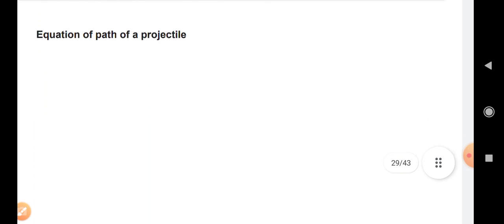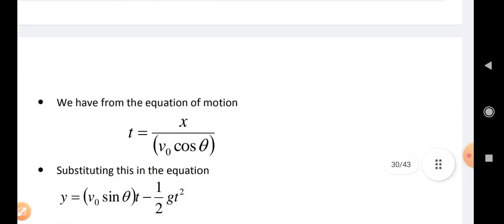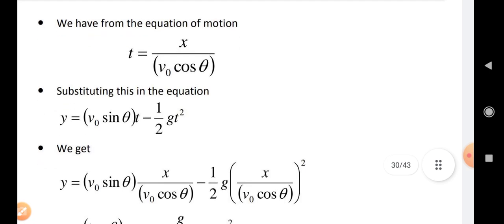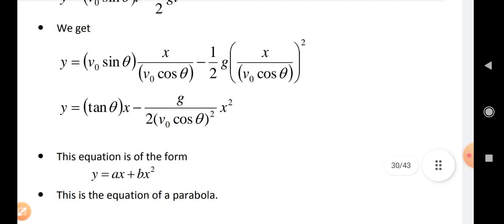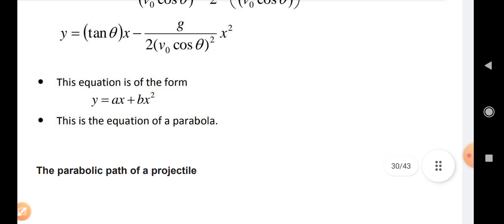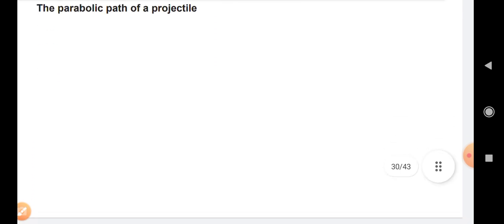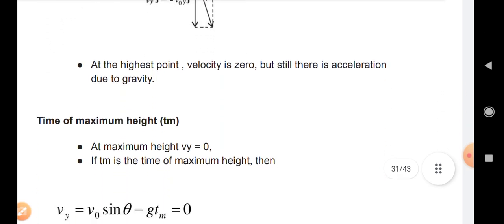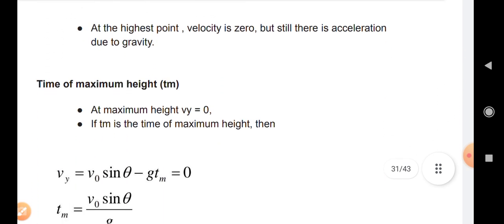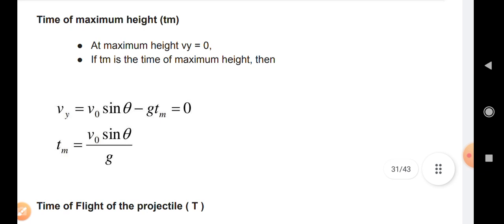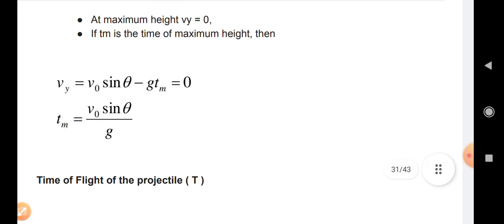Equation of path of a projectile: y is equal to ax plus bx square. The parabolic path of projectile. Time of maximum height is equal to u sine theta by g. T is equal to u sine theta by g.